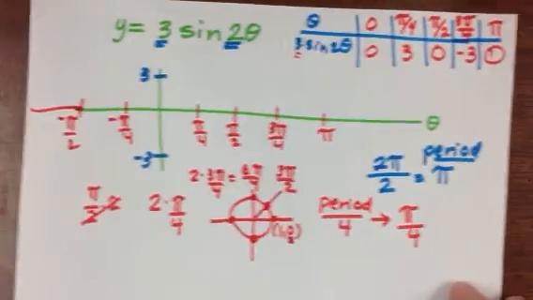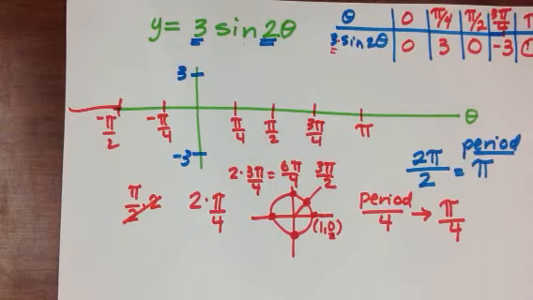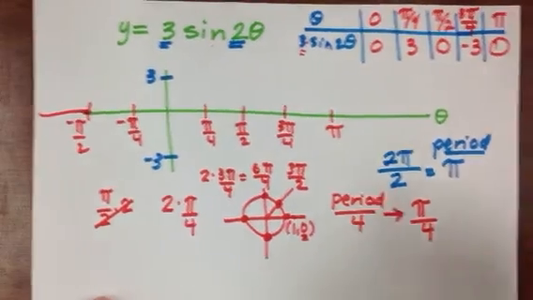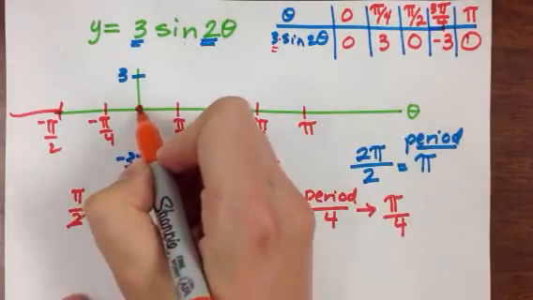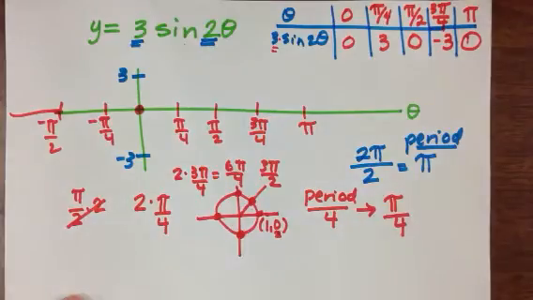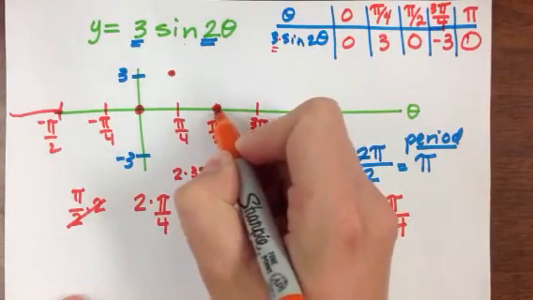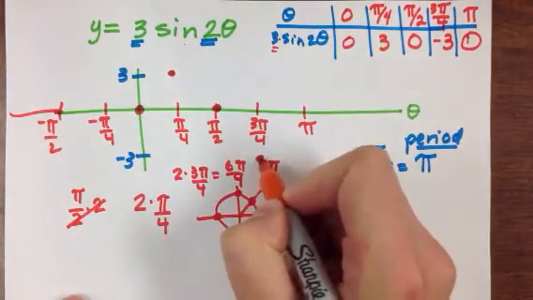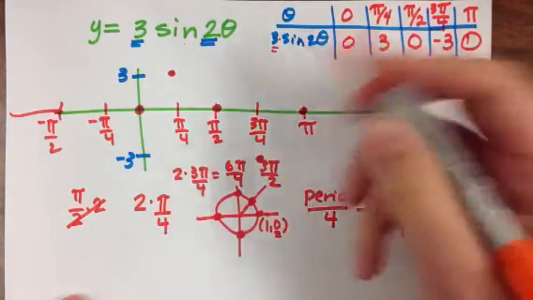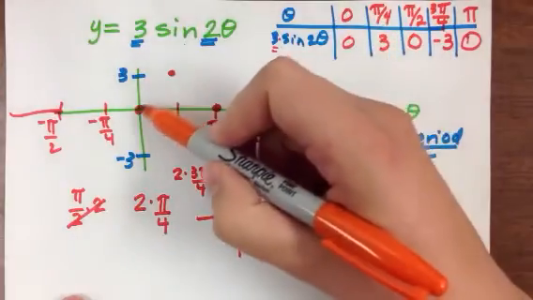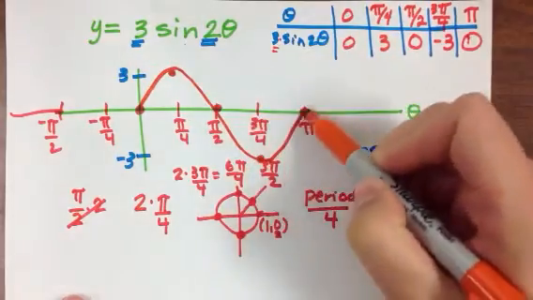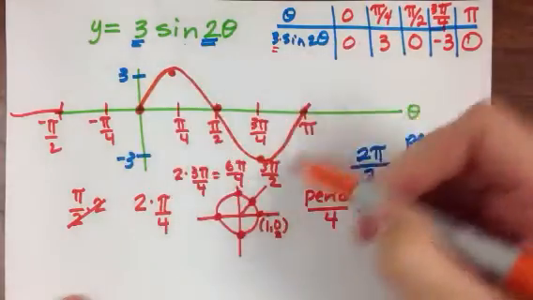So we'll graph my values. Let me grab another color. At 0, we're at 0. At pi over 4, we're up at 3. At pi over 2, we're at 0. At 3 pi over 4, negative 3. At pi, we're at 0. So we'll just draw the first oscillation here, and now it will continue in this pattern.